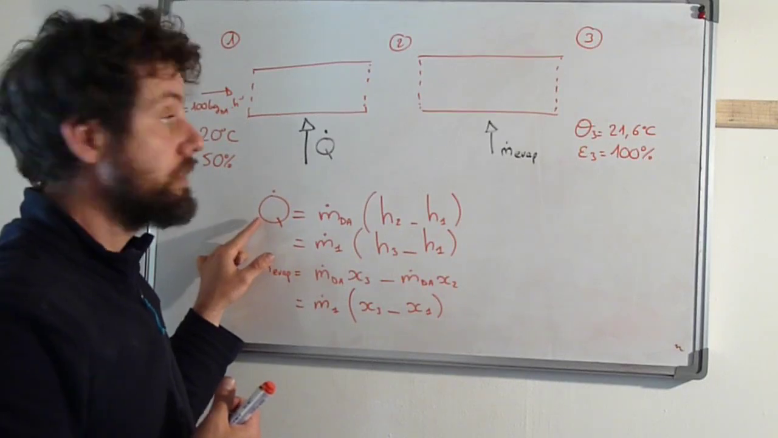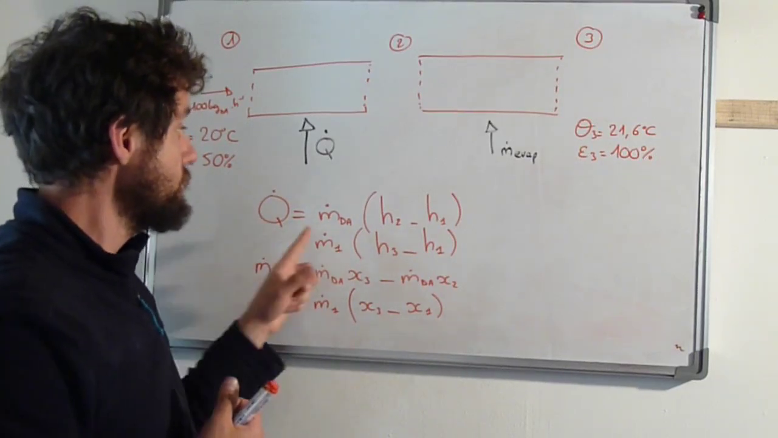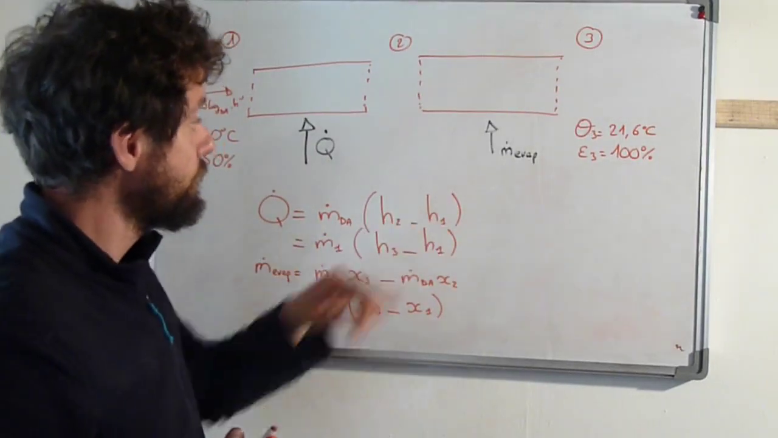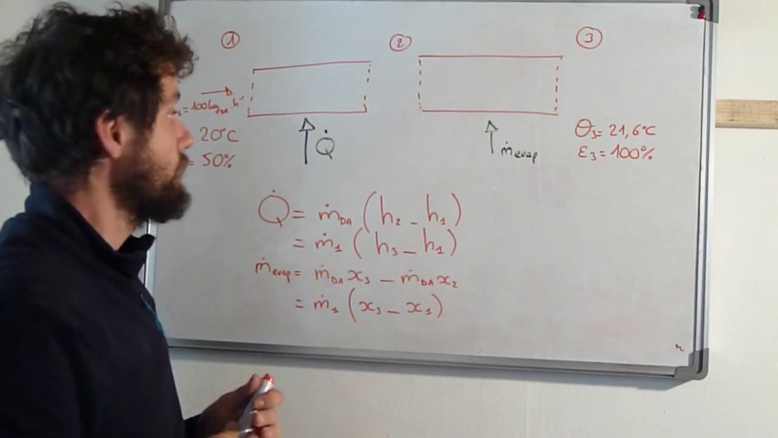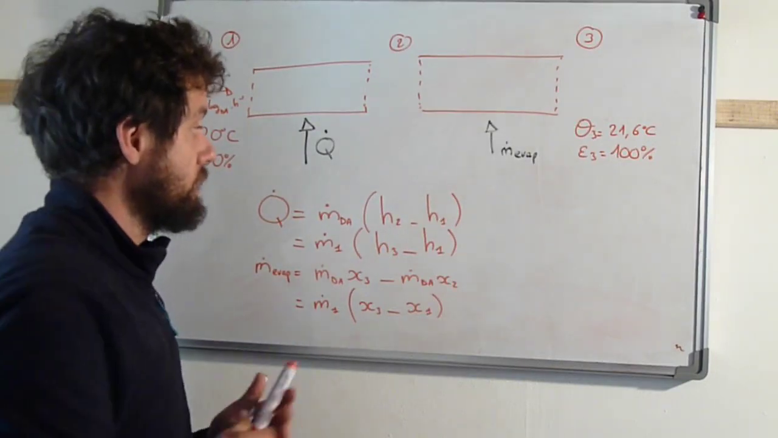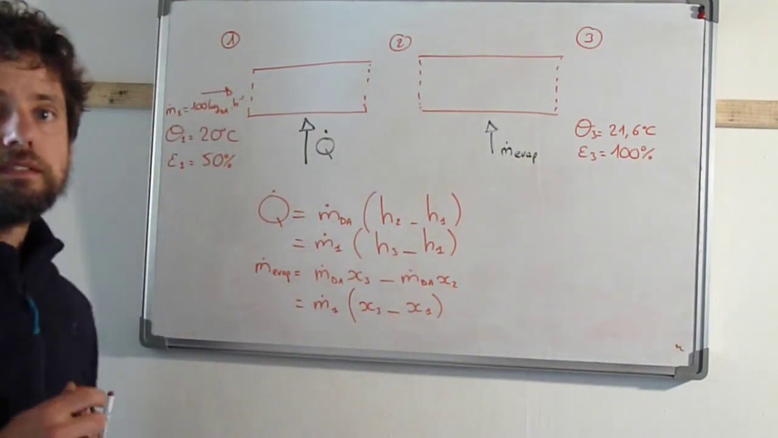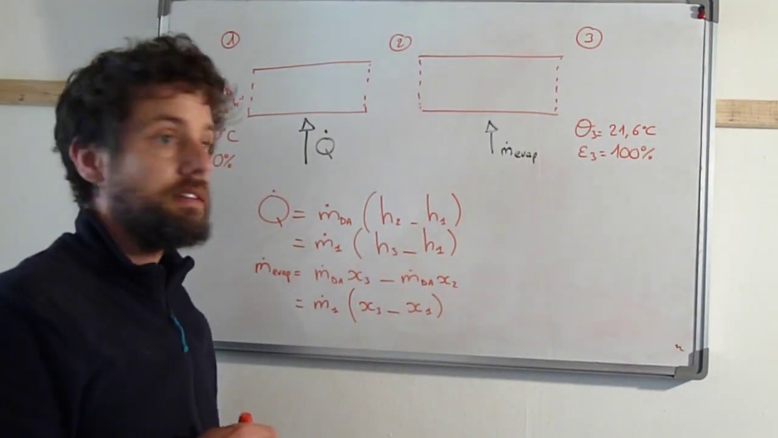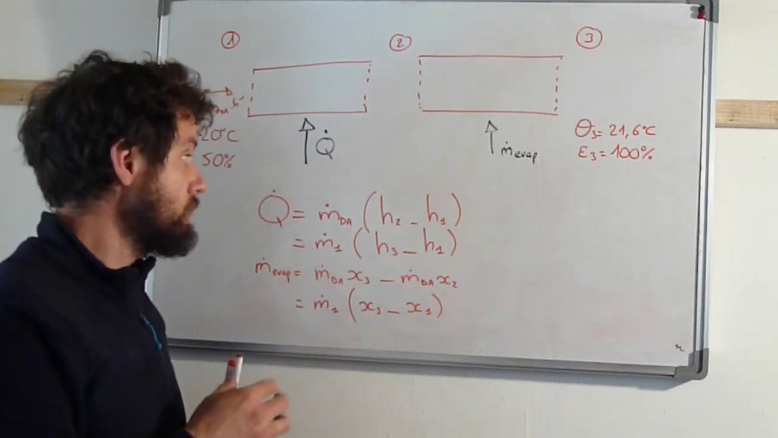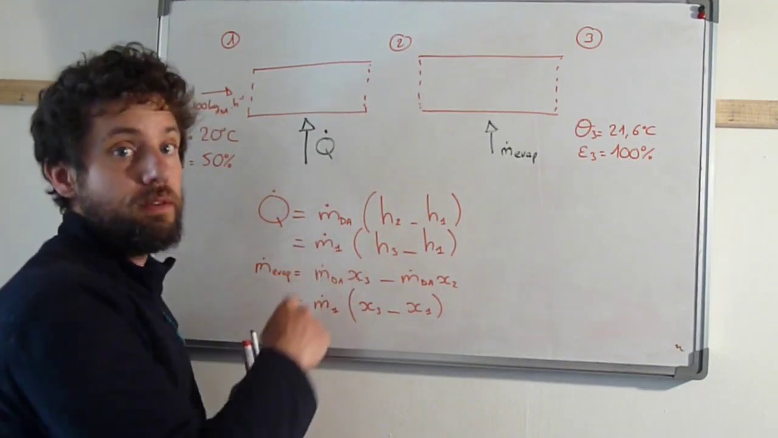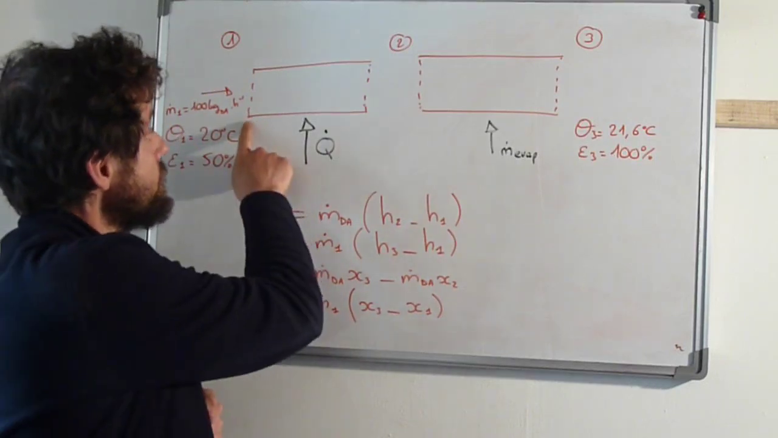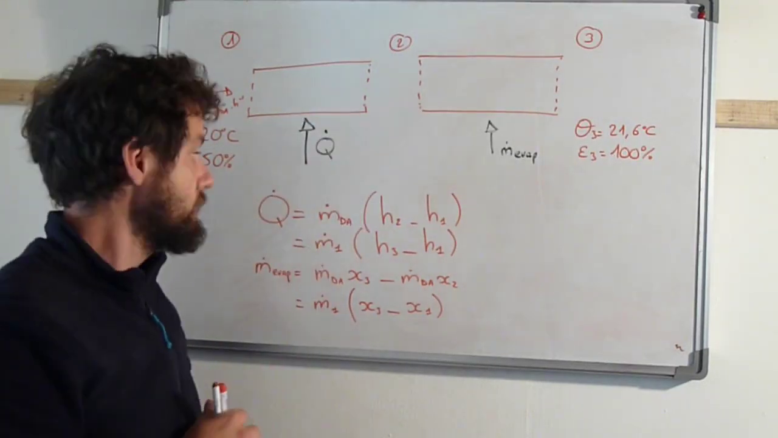The heat flux between 1 and 2 directly corresponds to the difference of enthalpy of the moist air multiplied by its mass flow rate. The specific enthalpy is defined in kilojoule per kilogram of dry air. For this reason, we need to take into account the mass flow rate of dry air that is going through the system, through the heat exchanger.